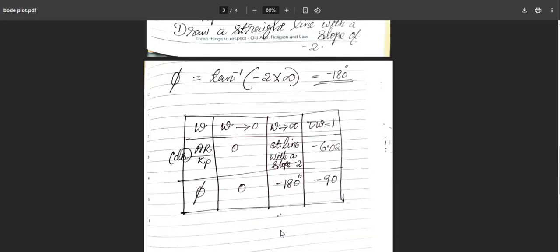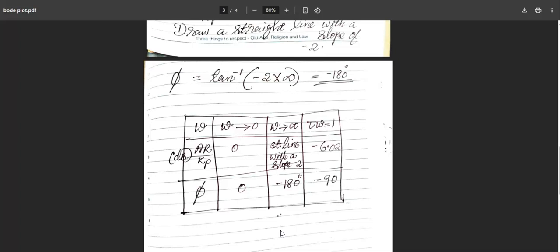Here I consolidated the data, because if you wanted to draw a graph, that should be tabulated. So I represented the result in a table. So far we applied only two conditions: omega tending to 0 and omega tending to infinity. At that time, AR by Kp I am taking on the y-axis, because Kp will be a constant value. Therefore, Kp I am including on the y-axis.